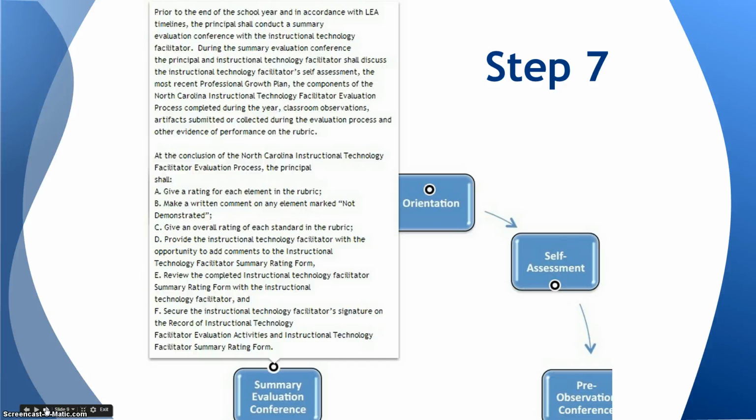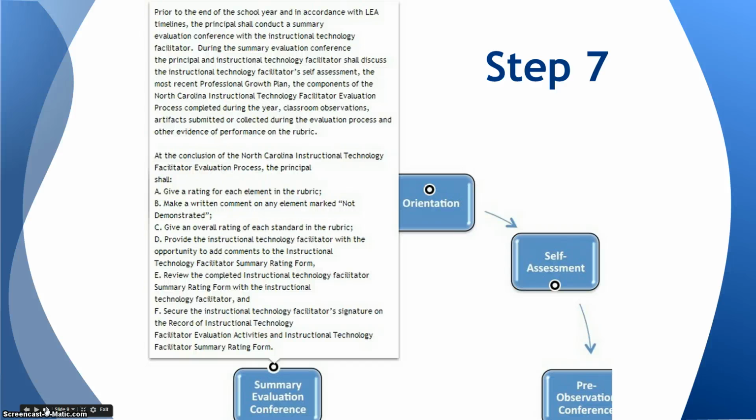The summary evaluation conference occurs at the end when components of the process are complete and the evaluator and Instructional Technology Facilitator go over the rubric, discuss the ratings for each of the elements and the ratings for the overall standards based on formal and informal observations and artifacts. So in this conference, you discuss components of the process like the PGP, the observations, and artifacts that were submitted or collected during the year that document performance.